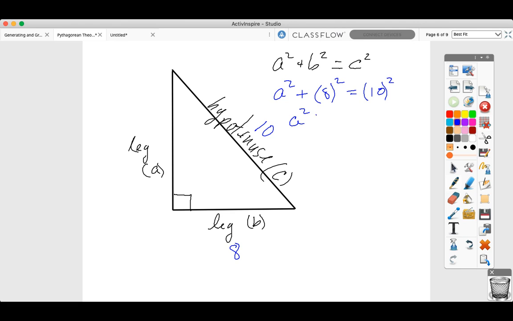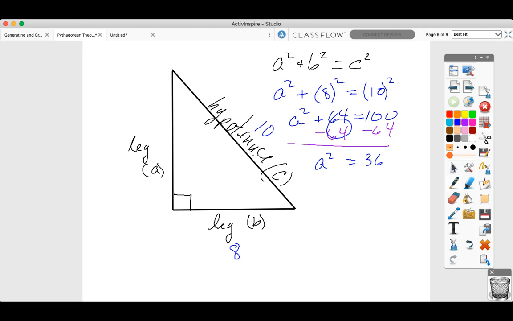So we have A squared plus 64 equals 100. And we need to solve for A. We need to get A all by itself. So we start by subtracting 64 from both sides. Subtract 64 from both sides. Okay, we end up with A squared. Remember, this is a big 0. Equals 36.